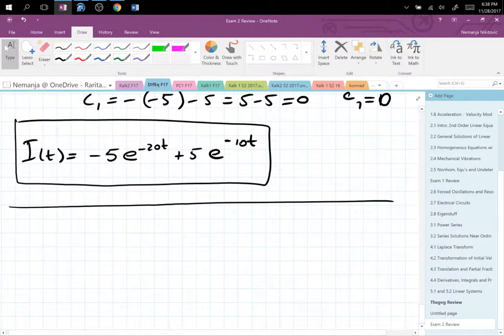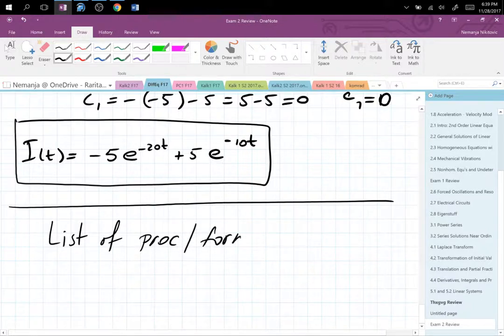Was that number 4 that we just did on page 1? Yes. Can we have a list of all the formulas we need to know? List of all the formulas that you need to know. Like the Wronskian one? That's the only one I do know. Not helping right now. I always make things worse. It's my job. A list of procedures or formulas?